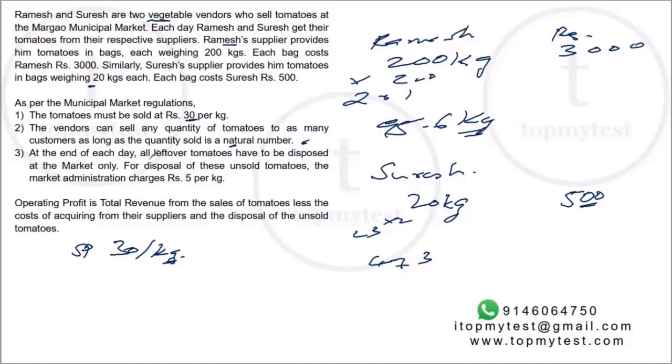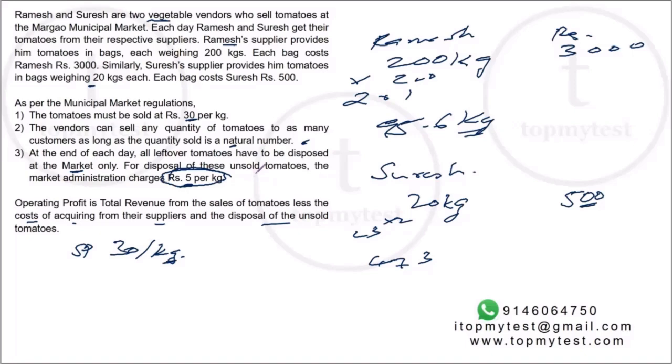At the end of each day, all leftover tomatoes, if some of the tomatoes are not sold from the bag, have to be disposed of at the market only. For the disposal of these unsold tomatoes, the market administration charges 5 rupees per kilo. So the disposal charges are 5 rupees per kilo. Operating profit is the total revenue from the sales of tomatoes less the costs of acquiring from their suppliers and the disposal of the unsold tomatoes. So profit is revenue minus costs. Costs are the cost of the bags and disposal, which is 5 rupees per kilo for unsold tomatoes.